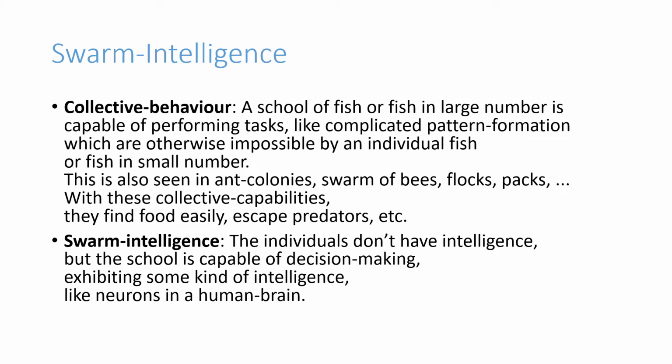And swarm intelligence: the individual organisms particularly don't have considerable intelligence, but they are able to exhibit some kind of intelligence, capable of making decisions with proper communication with each other, like neurons in the central nervous system.